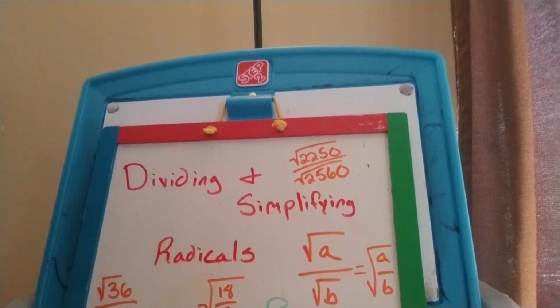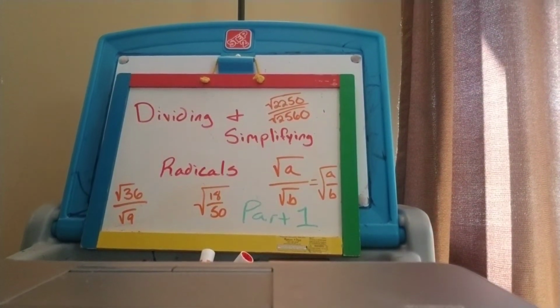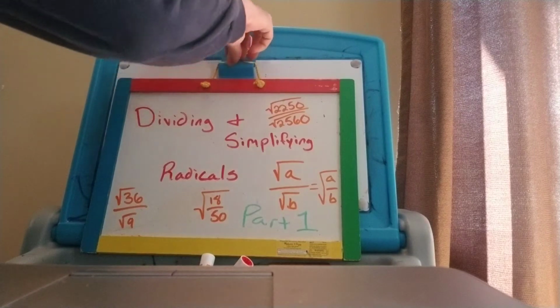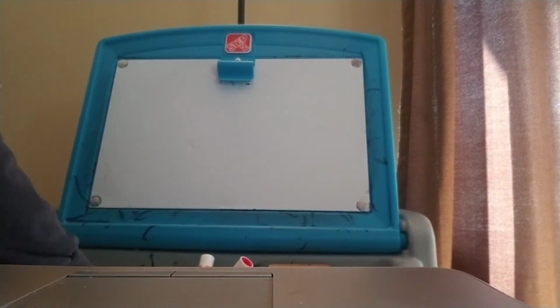But dividing is going to be a little bit trickier. But today we're just going to focus on the easier type problems. We're going to be dividing and simplifying radicals using a lot of the stuff already discussed in the prior videos. So hopefully you find this helpful.